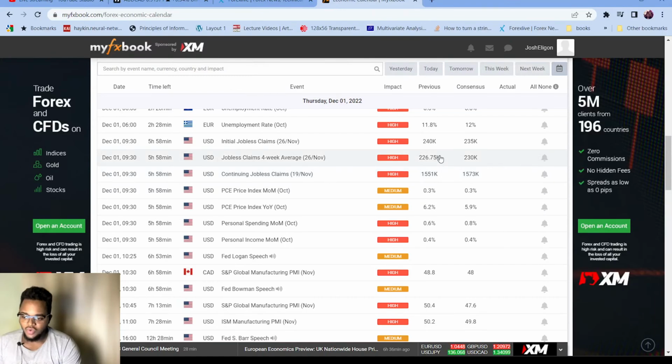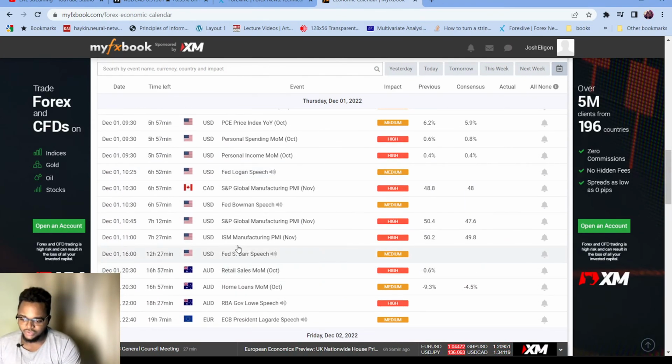As you can see, if we look at some of the consensus here in terms of the figures like PC, I don't really watch these data points. More so the jobless claims, initial jobless claims. We see that it's actually reduced, right? So this is good here, reduced on jobless claims 4 week average. If we come out below this, that would be good for the currency as well. And we also have personal income spending and so forth.